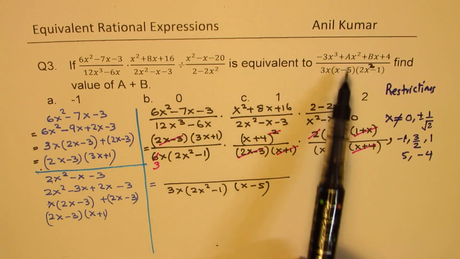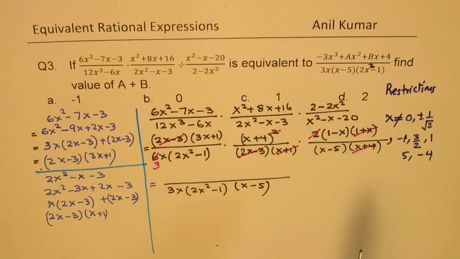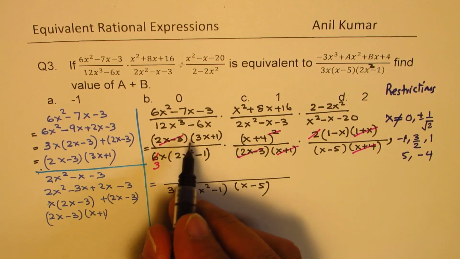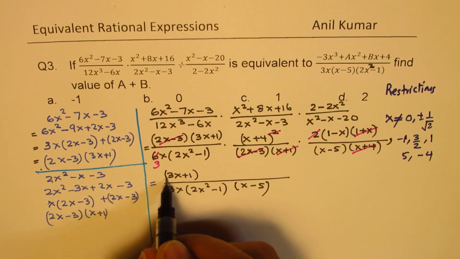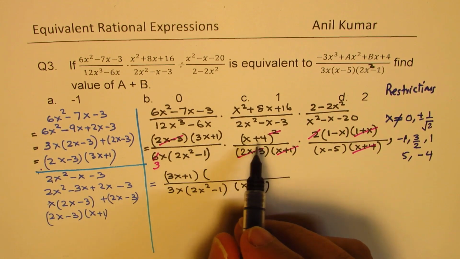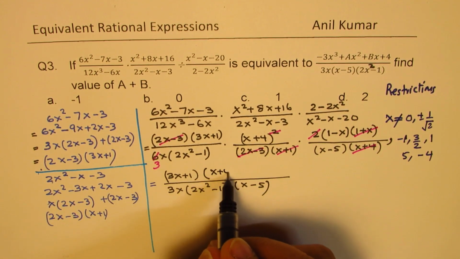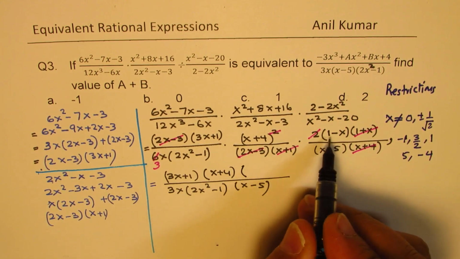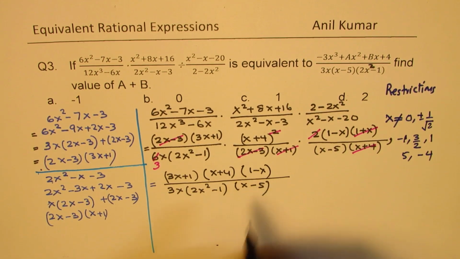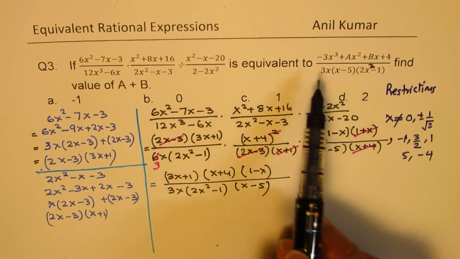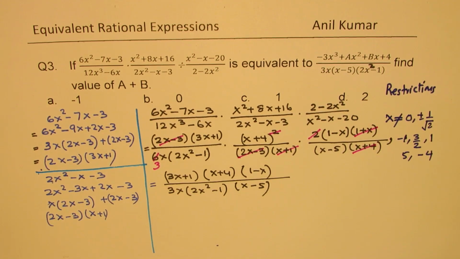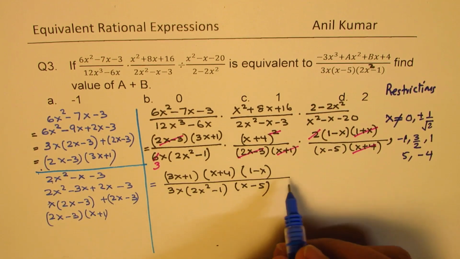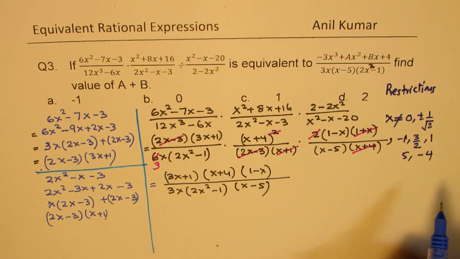Now, let's look into the numerator. So in the numerator, we have these three factors, which is 3x plus 1 times x plus 4 times 1 minus x. Okay, so let us expand the numerator, and then we can easily compare. Is that clear to you, right? So let's do this expansion. So what do we get here?